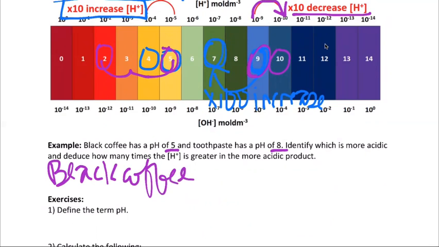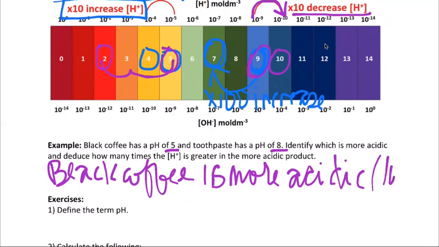Just spell coffee, it's got 2 E's. Black coffee is more acidic. And you could just say that it's because of the lower pH. Lower pH is always the more acidic one.